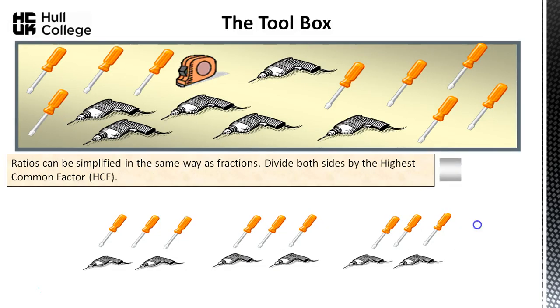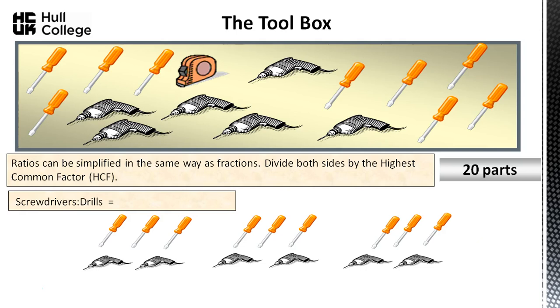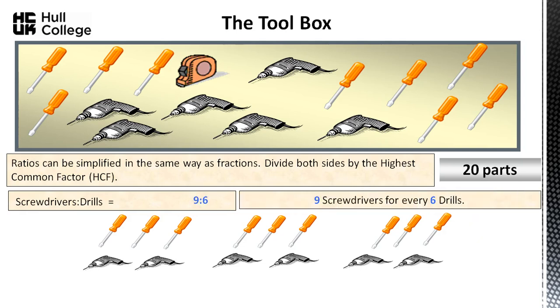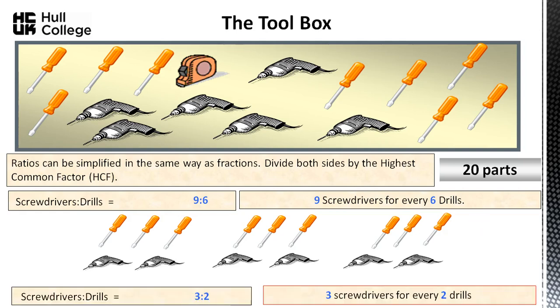Let's have another go. Screwdrivers to drills, 9:6. 9 screwdrivers for every 6 drills. Highest common factor, 3. So 9 divided by 3 is 3. 6 divided by 3 is 2. So the new ratio in its lowest form is 3:2, which means 3 screwdrivers for every 2 drills.